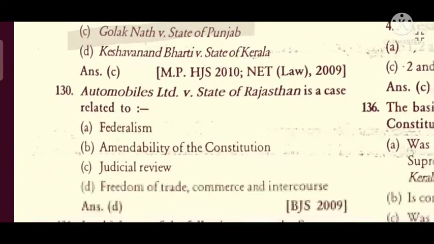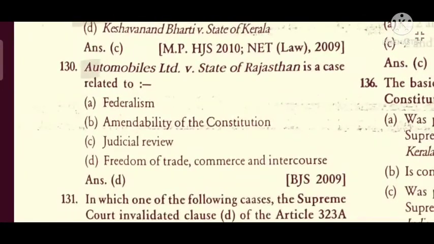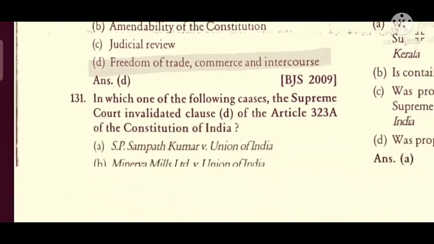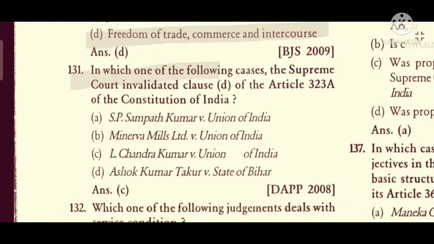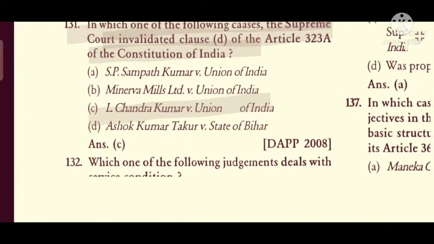In which case did the Supreme Court give the doctrine of prospective overruling? Golaknath versus State of Punjab. Automobile Limited versus State of Rajasthan is a case related to freedom of trade, commerce and intercourse. In which one of the following cases did the Supreme Court invalidate clause 3 of Article 323A of the Constitution of India? L. Chandra Kumar versus Union of India.